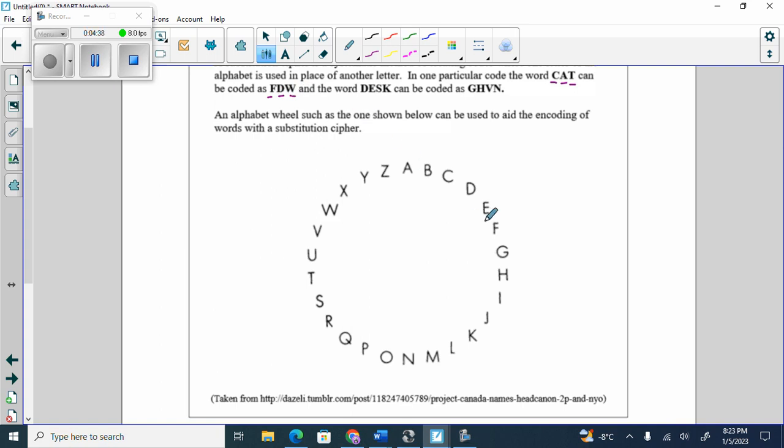C-A-T is the same as F-D-W. So I'm going to go to C and make it be an F. And then A has to be a D. If this is the case, then B would have to be E, and then D, E, F, and we'll see if it works. G, H, I, J, K, L, M, N, O, P.